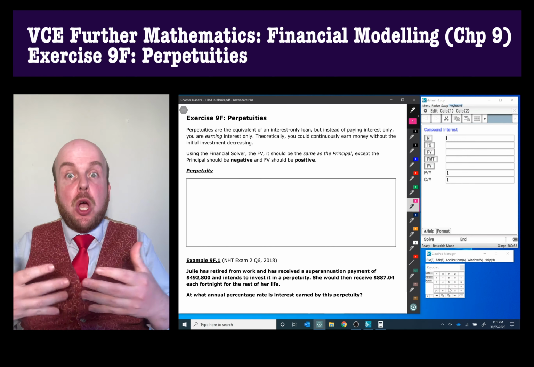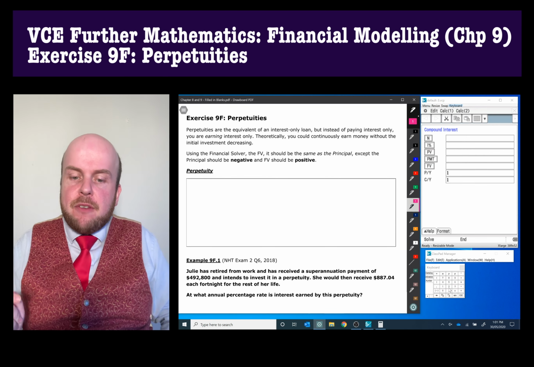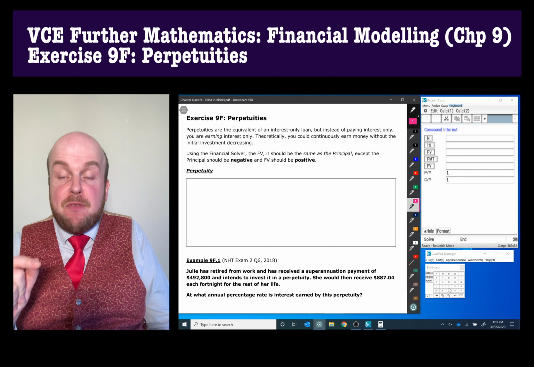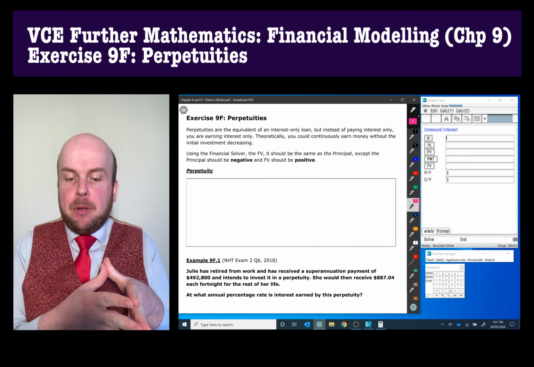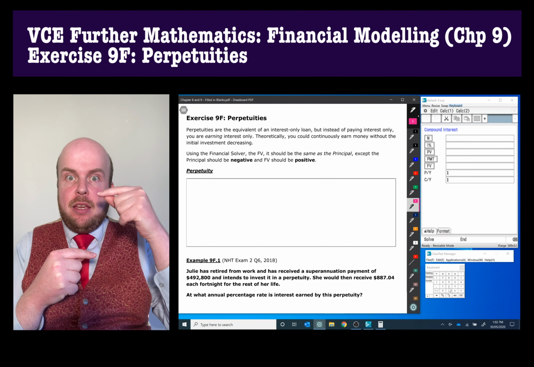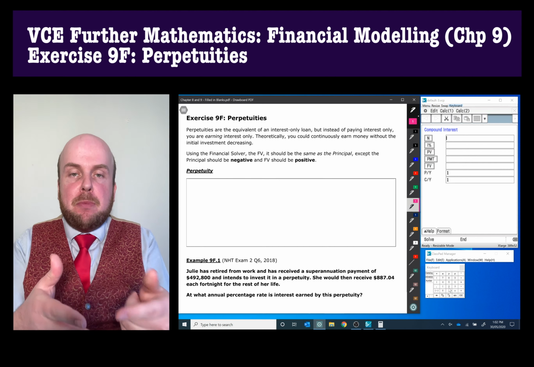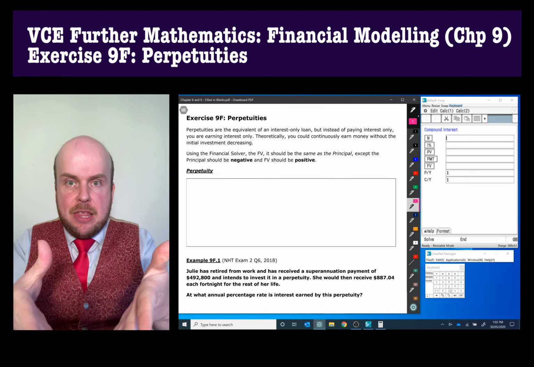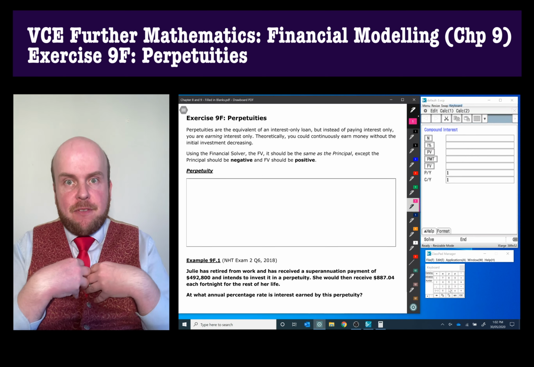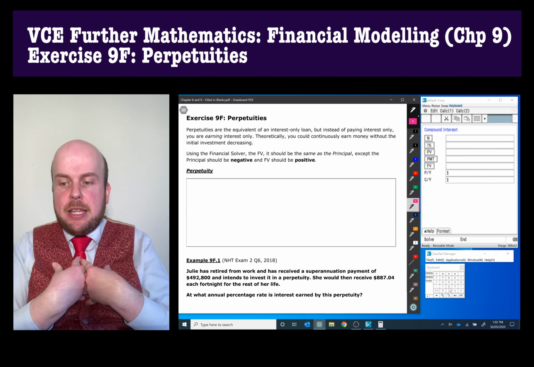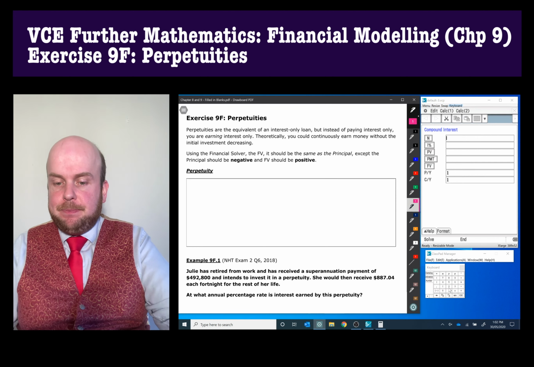And that's another little trap question. How long can this perpetuity last for? It lasts forever. So when I'm using the financial solver, the FV, when I'm calculating the final value, should be the same as the principal. The only issue is that because I'm investing the money, the PV, the principal value, is going to be negative because I put in the money, and then the final value, the future value, will be positive because I'm still earning that money. So let's go and have a look at what this actually means.